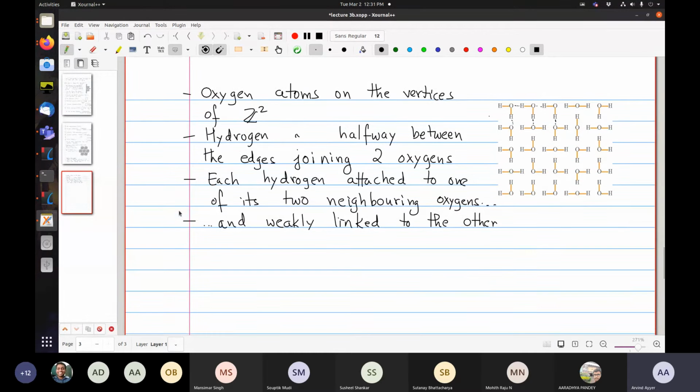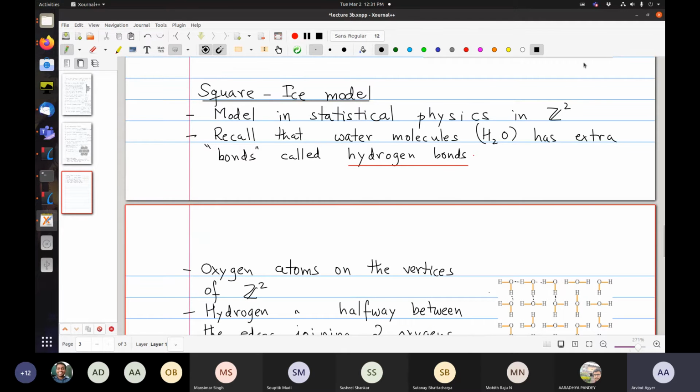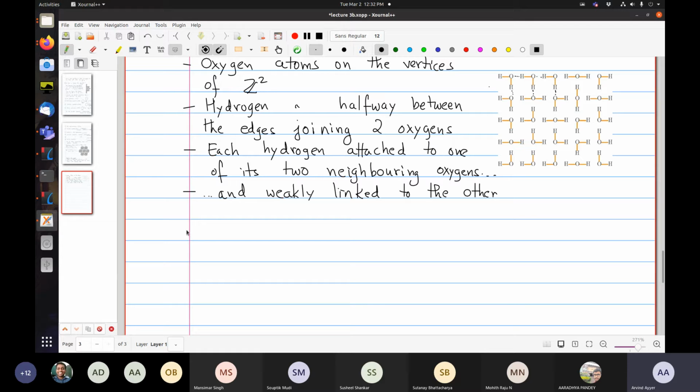So is that clear? Now we will impose the... So the original square ice model was on all of Z^2, but we'll look at a finite version. So consider it posed on an n by n grid such that the hydrogens, okay, so the ones on the left and right boundary.